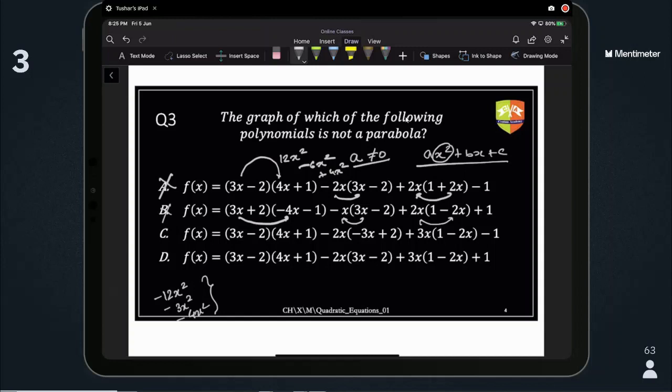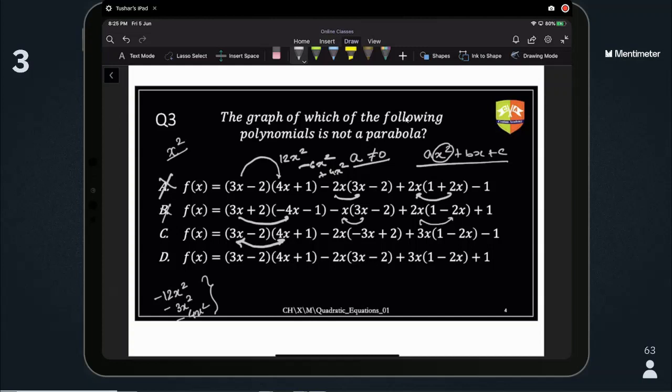Yes, Ananya, listen. What I'm saying is you have to just check the coefficient of x square in all the four. In whichever you see the coefficient of x square to be zero, that's not a parabola. That's not a quadratic polynomial, isn't it? So I was doing it one by one.